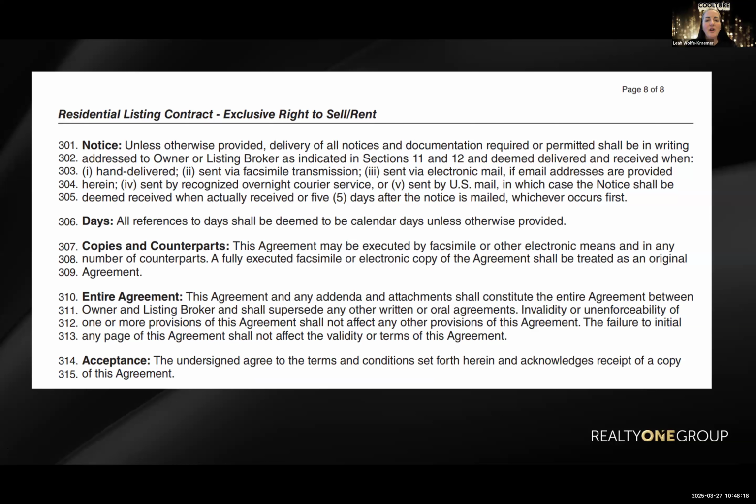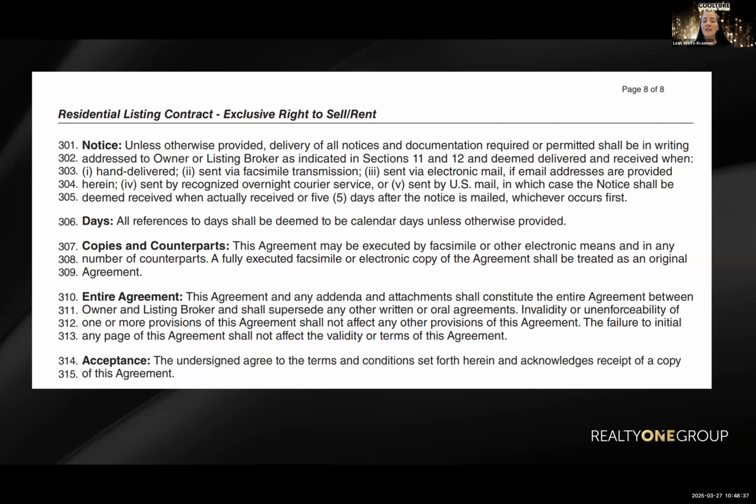Unless otherwise provided, delivery of all notices and documentation required or permitted shall be in writing, addressed to owner or listing broker as indicated in sections 11 and 12, which are coming up, and deemed delivered and received when, same thing that the purchase contract says for all notices, right? Hand delivered, sent via fax, sent via email, or sent by a recognized courier service.